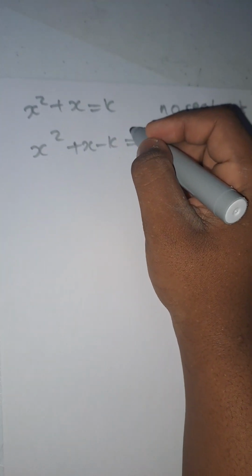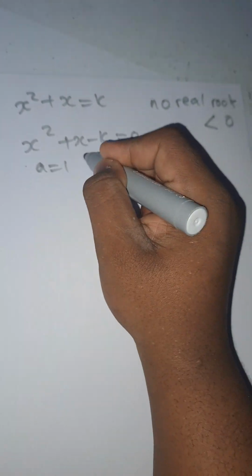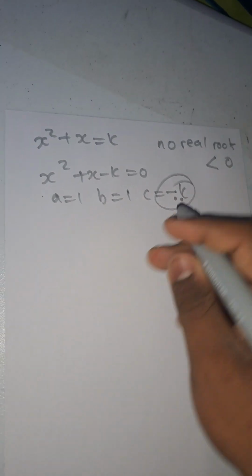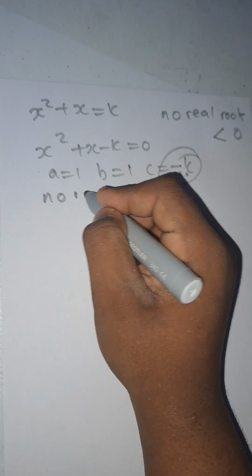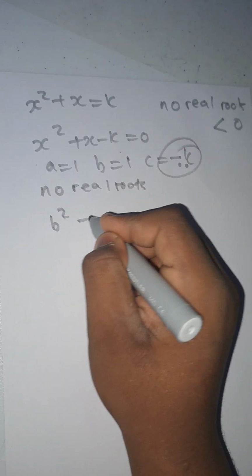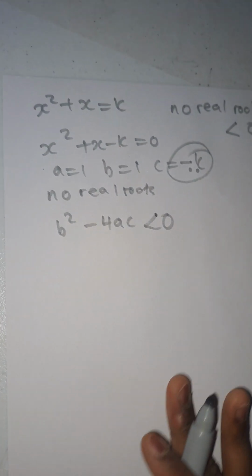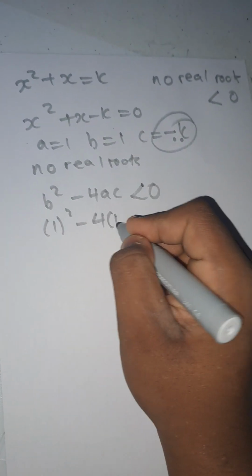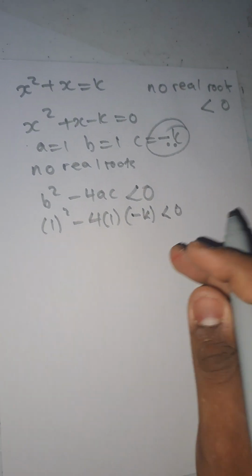So now since I know what my a is equals to 1, b is equals to 1, and then c is equals to minus k. This minus, it is basically telling me that I have what? No real roots. So my b squared minus 4ac, it is what? Less than 0. So now I'm gonna substitute. My b is what? 1 squared minus 4. My a is what? 1. And then my c is what? Minus k. And then I say it is less than 0.